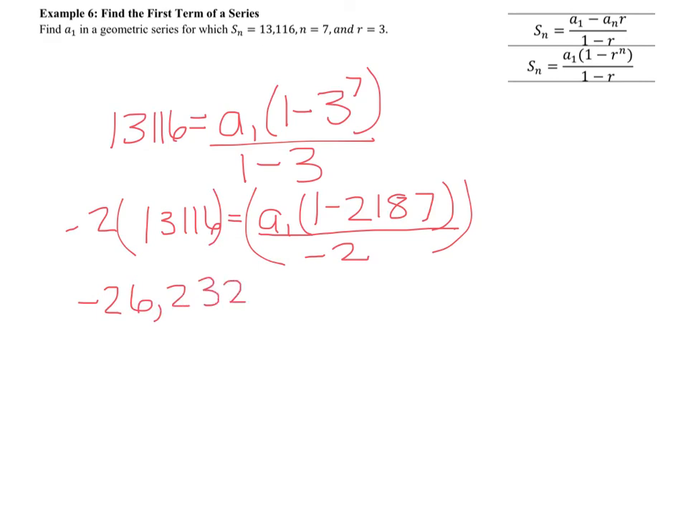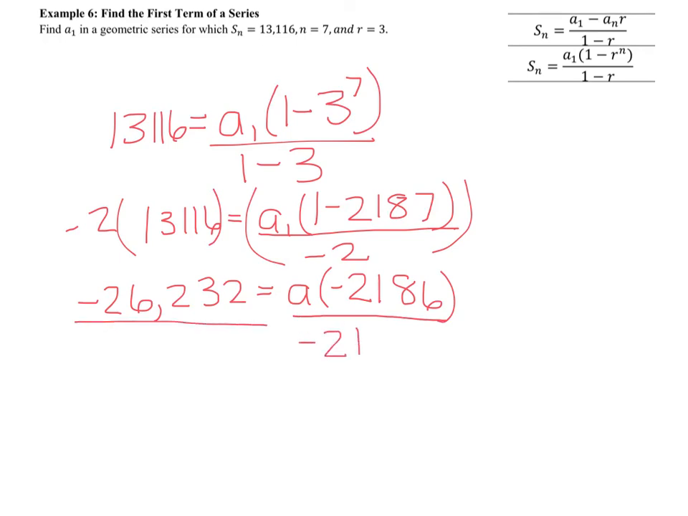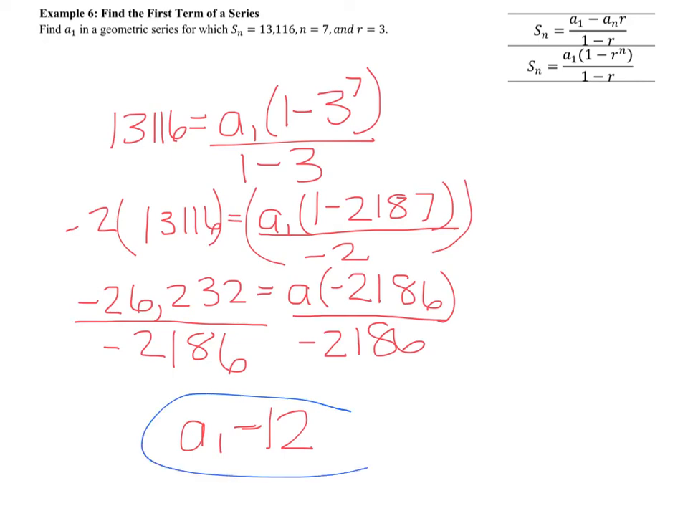26,232, which is equal to a times 1 minus 2,187, which is going to give me negative 2,186. So now I can go ahead and divide both sides by that negative 2,186. And that's going to give me what a sub 1 is equal to. So in this case, a sub 1 is equal to 12, which is our final answer.